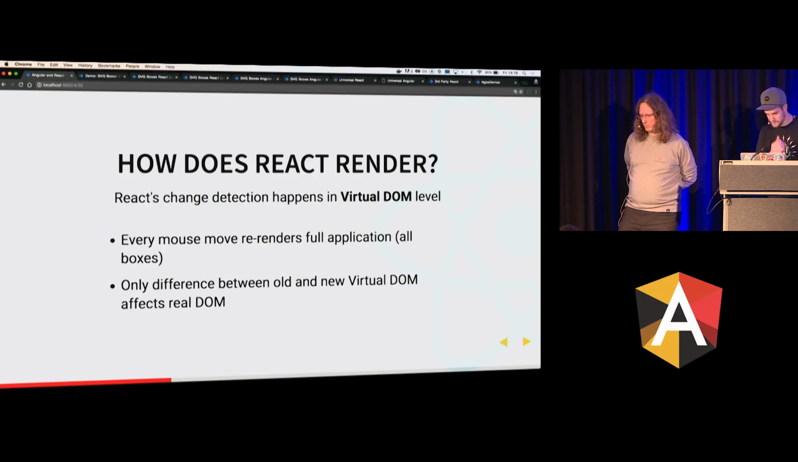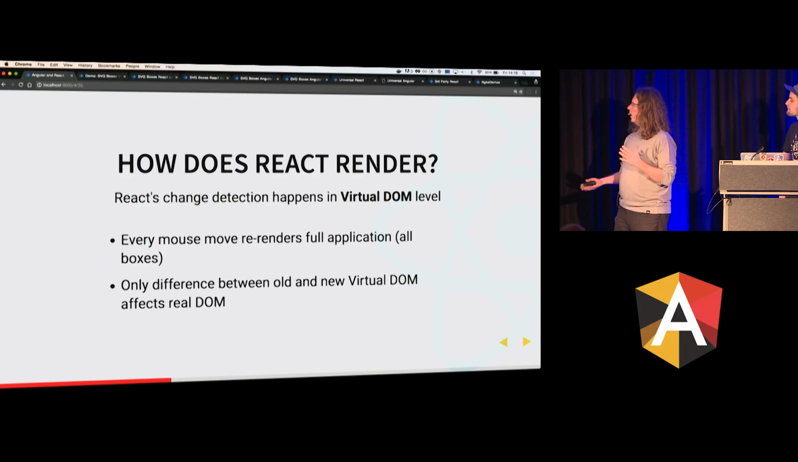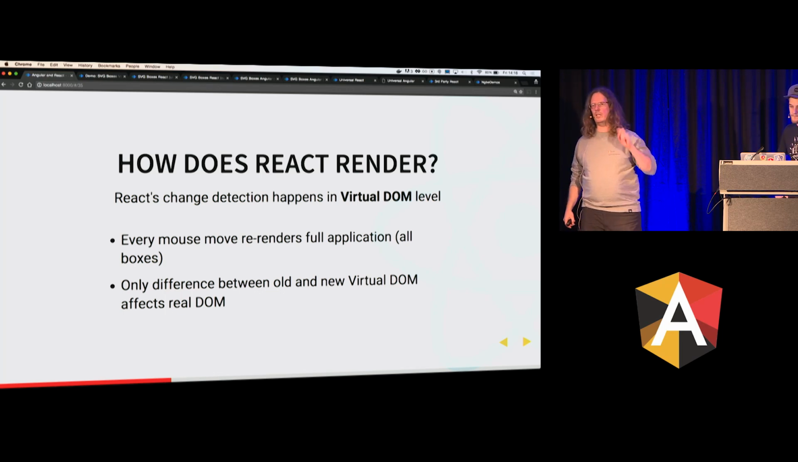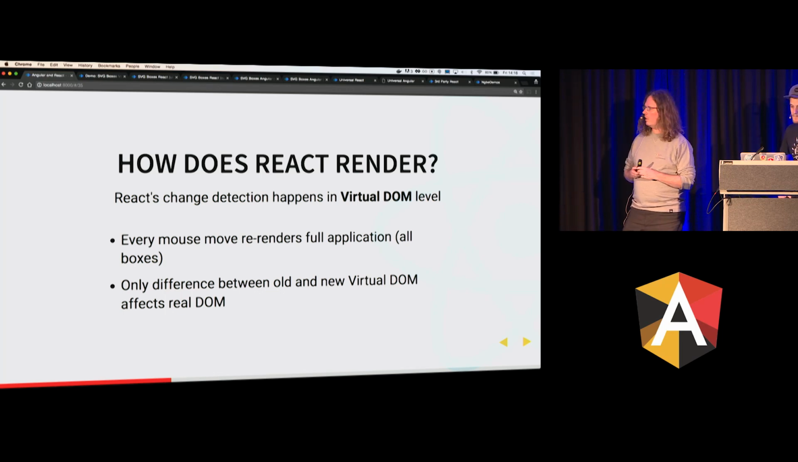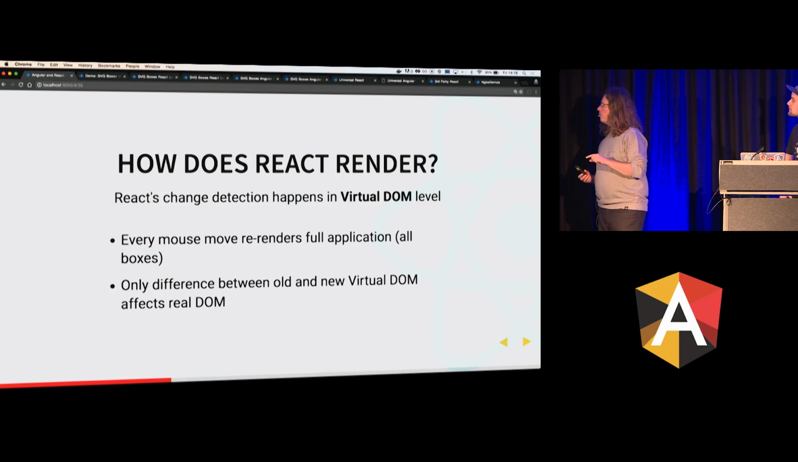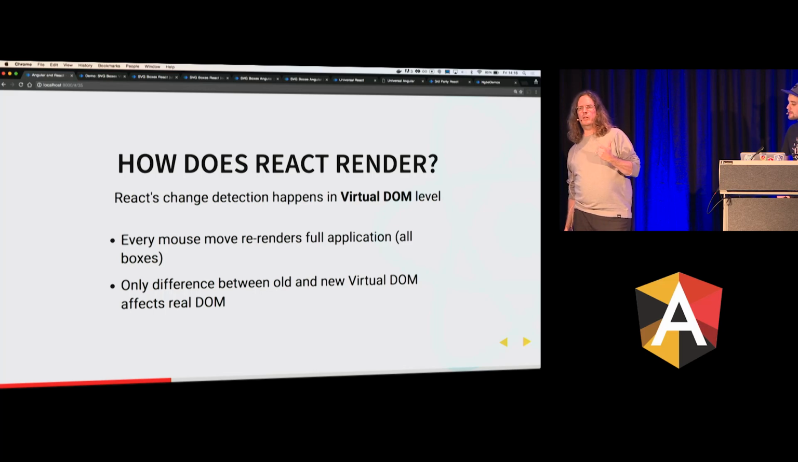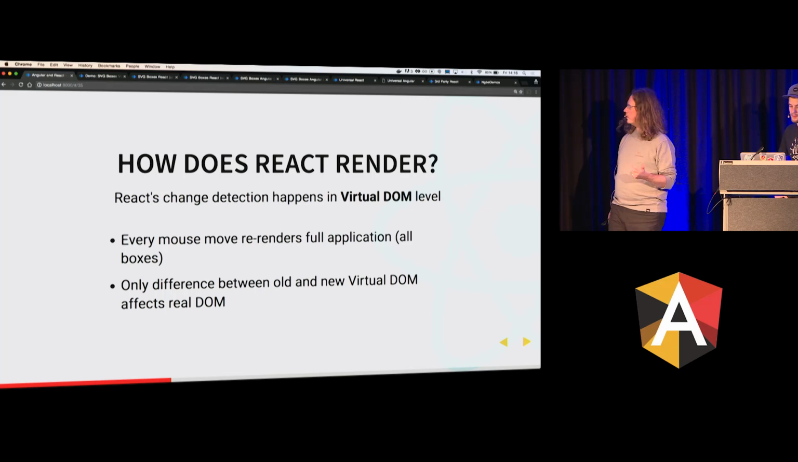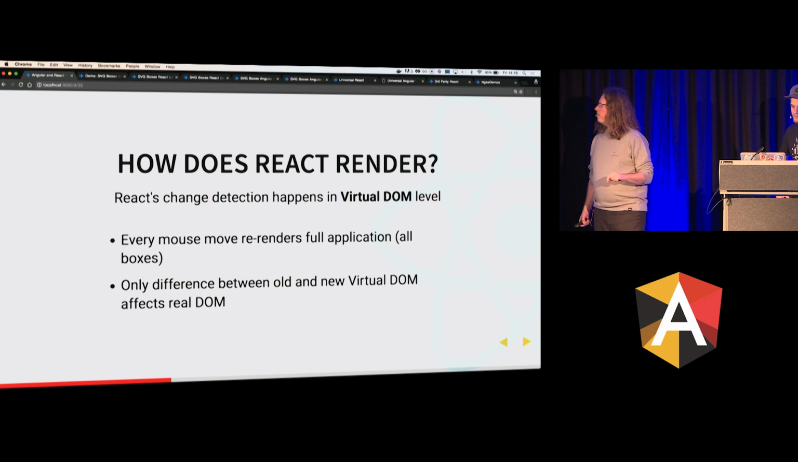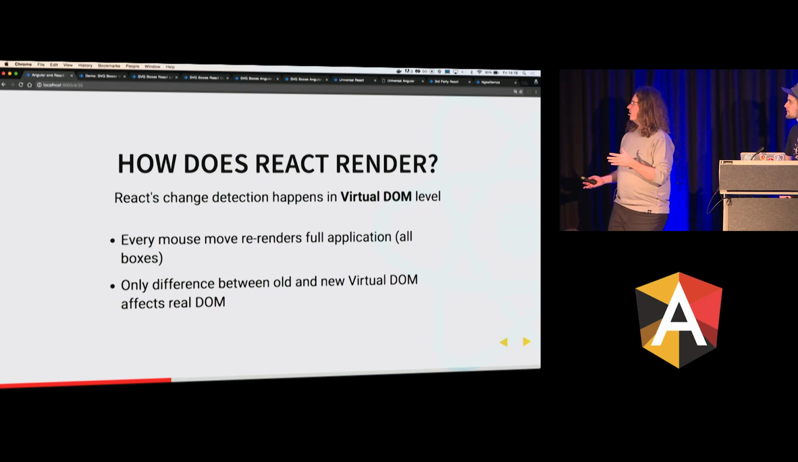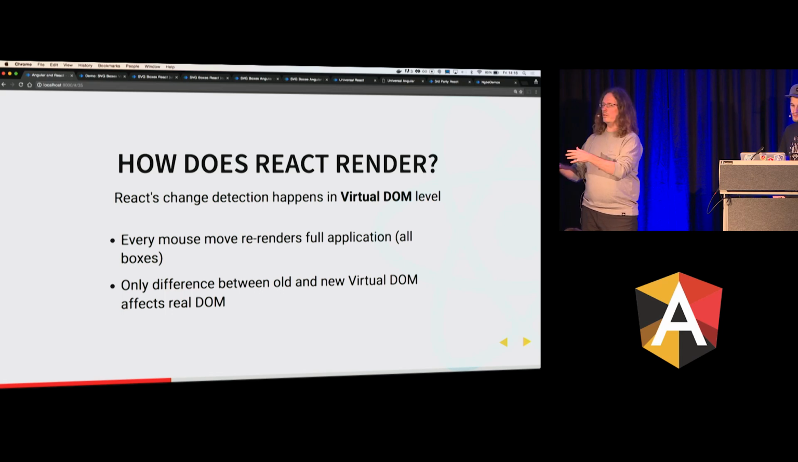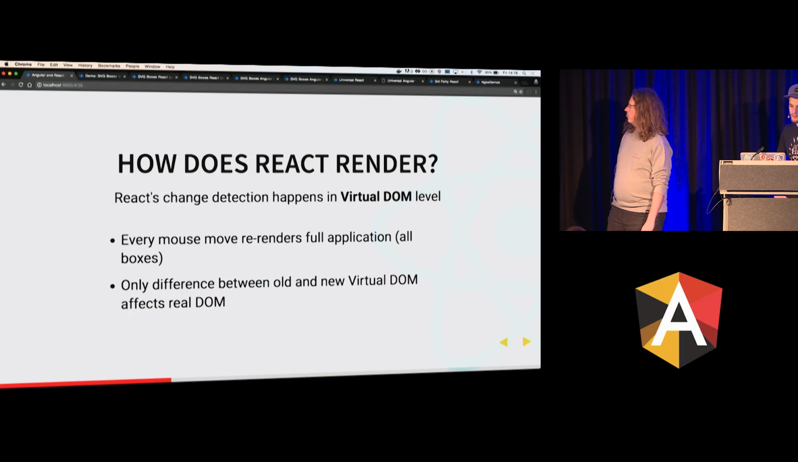Right. So to understand why it takes so long and what we can do about it, we have to understand how React actually does render and how it does change detection. Every mouse move, every move event, triggers a full re-render of all 5,000 boxes, which must be super slow, but it comes with a catch. It only renders in the so-called virtual DOM. So there's a lightweight version of the DOM that React renders to, and then it compares the new version of the virtual DOM after the event to the old version. And only the difference will actually affect the real DOM.